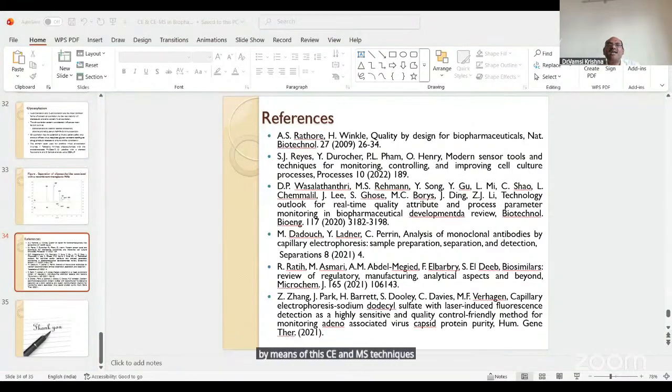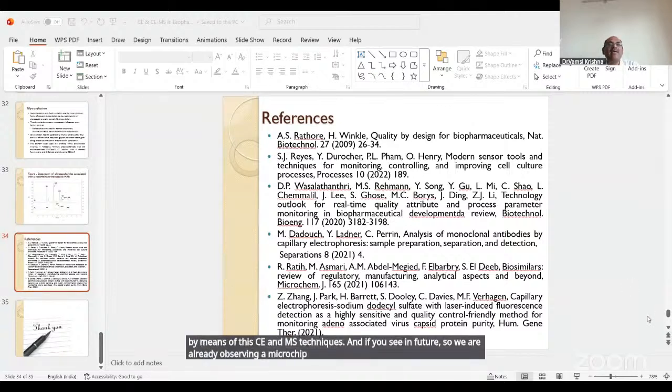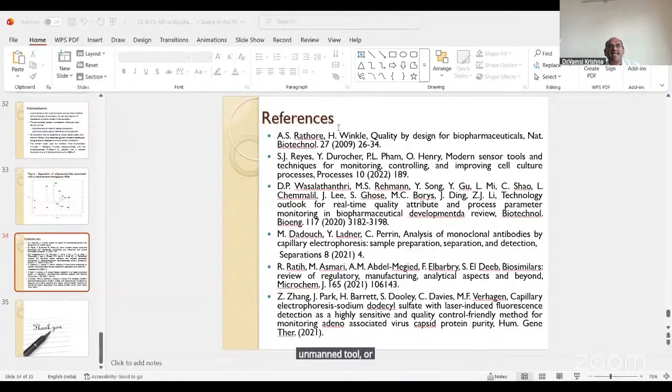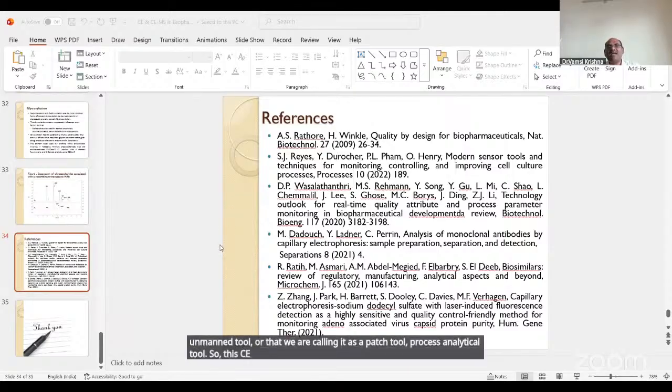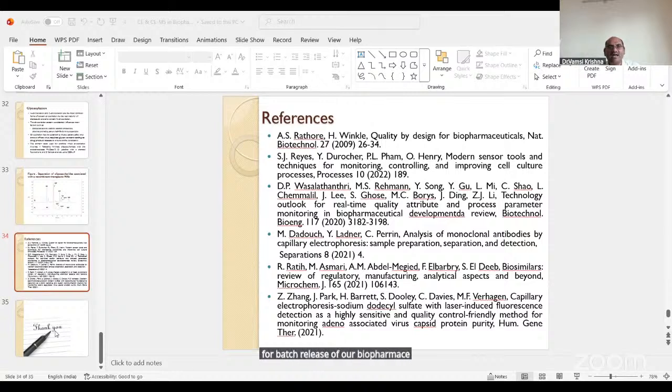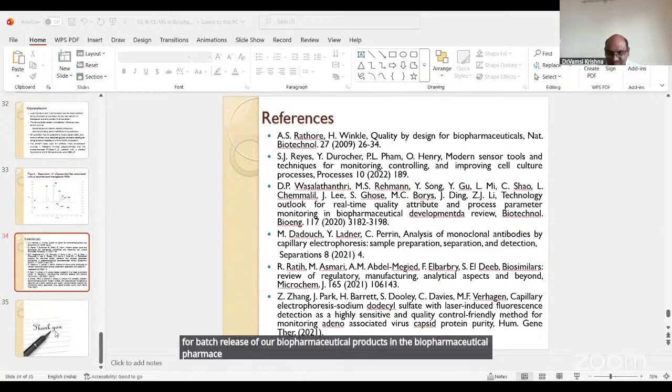And if you see in future, we are already observing microchip-based CE and CEMS analysis. So this CE and CEMS analysis is useful as an online tool, or what we are calling a PAT tool, process analytical tool. These CE and CEMS techniques are widely used in biopharmaceutical quality control and biopharmaceutical product development, and they are highly useful for batch release of our biopharmaceutical products in the pharmaceutical industry.